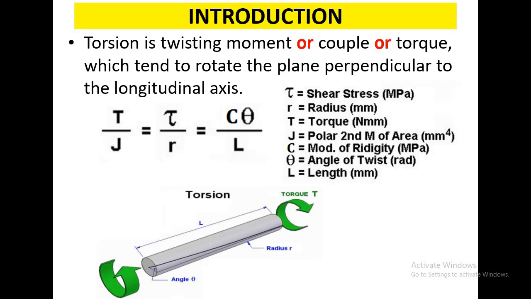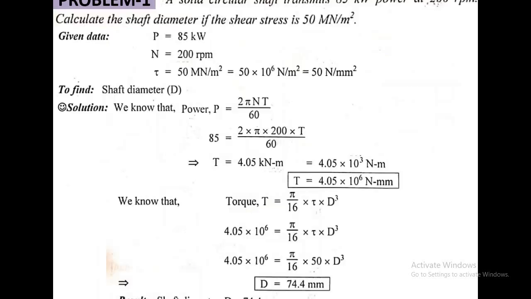So there is a torsional equation: T by J equals tau by R equals C theta by L. In that, tau is the shear stress, R is the radius, T is the torque, J is the polar moment of inertia, C is the modulus of rigidity, theta is the angle of twist, and L is the length of the shaft.